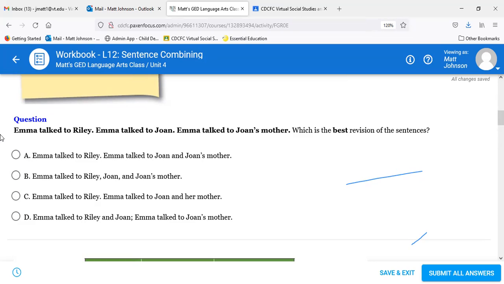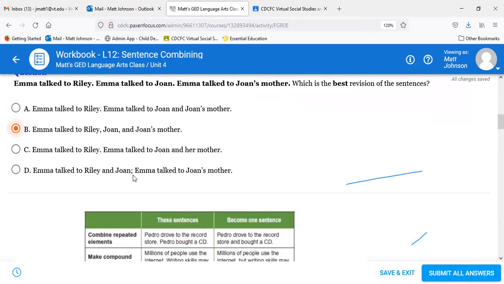B. Right. So we see we eliminate that wordiness. We eliminate repeating the subject over and over again. Emma is the same action in each sentence, so this one's straightforward, right? So Emma talked to Riley, Joan, and Joan's mother. We eliminate that repetition of the verb and the subject.